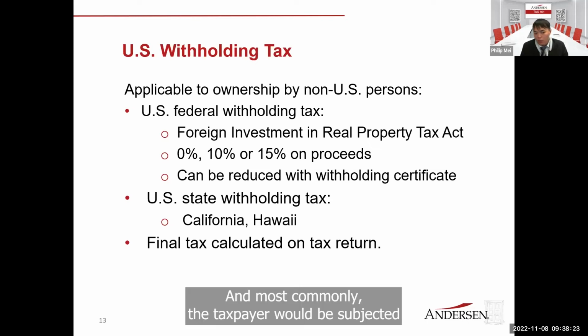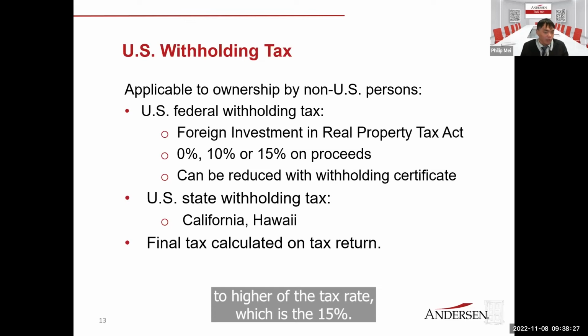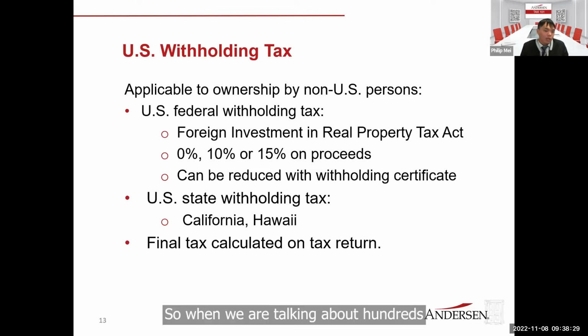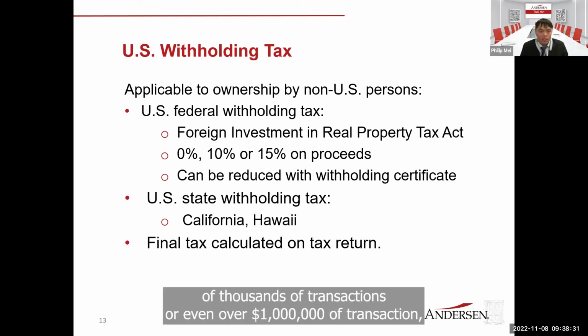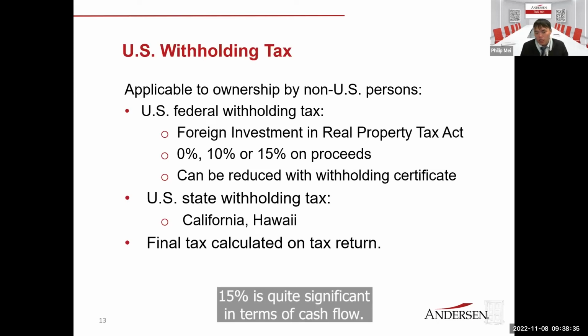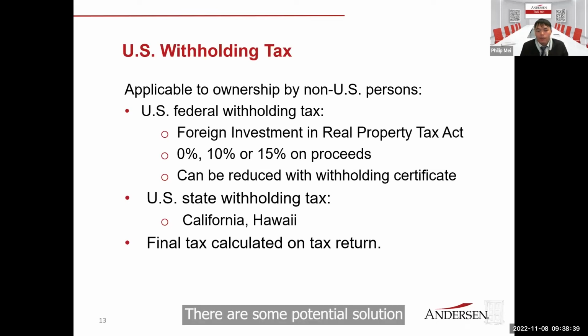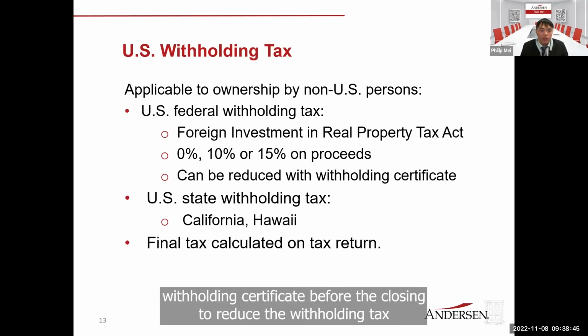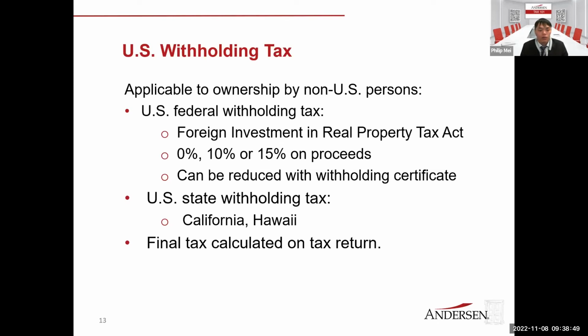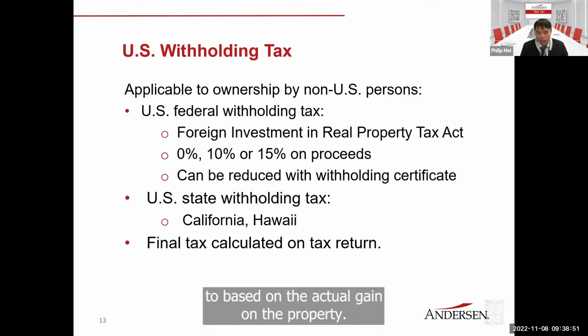And most commonly, the taxpayer would be subject to the higher tax rate, which is 15%. So when we are talking about hundreds of thousands of dollars in transactions or even over $1 million, 15% is quite significant in terms of cash flow. There is a potential solution: the taxpayer could apply for a withholding certificate before the closing to reduce the withholding tax based on the actual gain on the property.